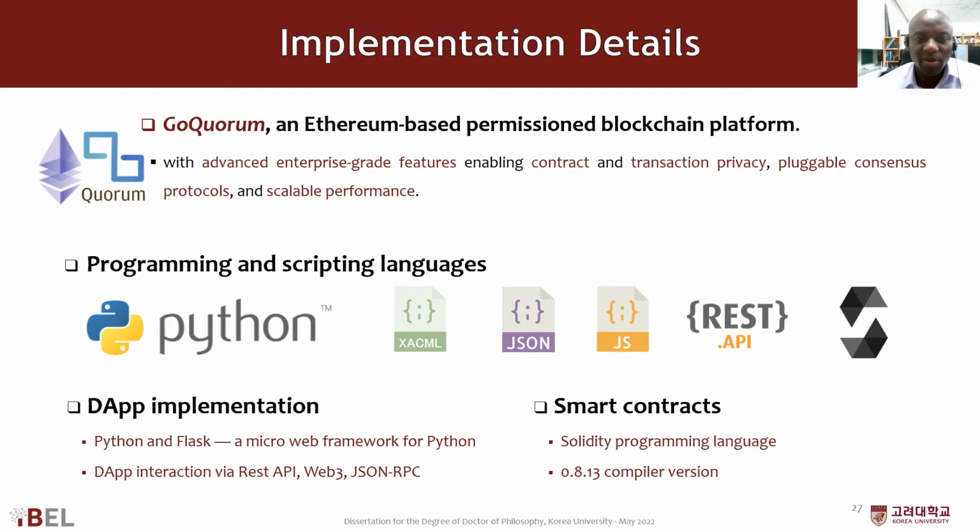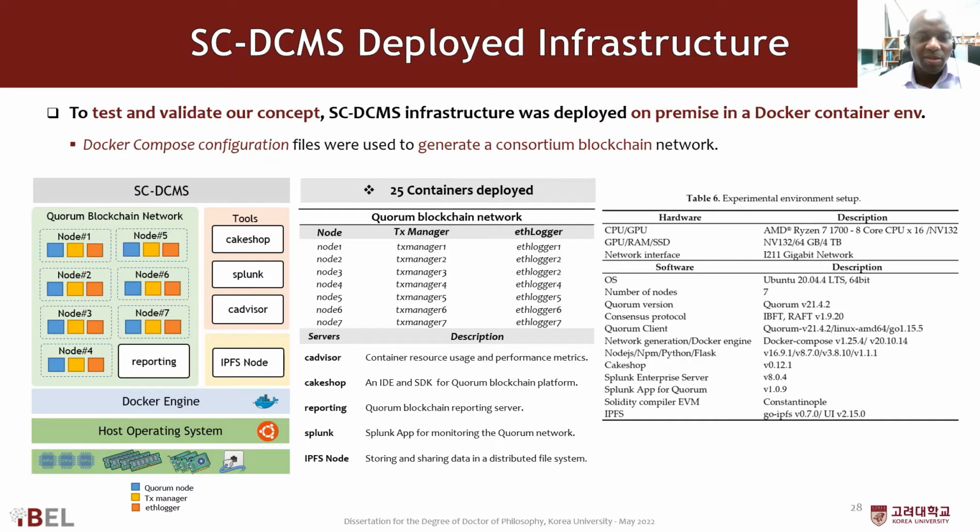We use several programming and scripting languages: Python, XAML, JSON, JavaScript, and a bunch of APIs such as REST API. Smart contracts were developed in the Solidity programming language. Decentralized applications were implemented using Python and Flask, which is a micro web framework for Python, to test and validate our concepts.